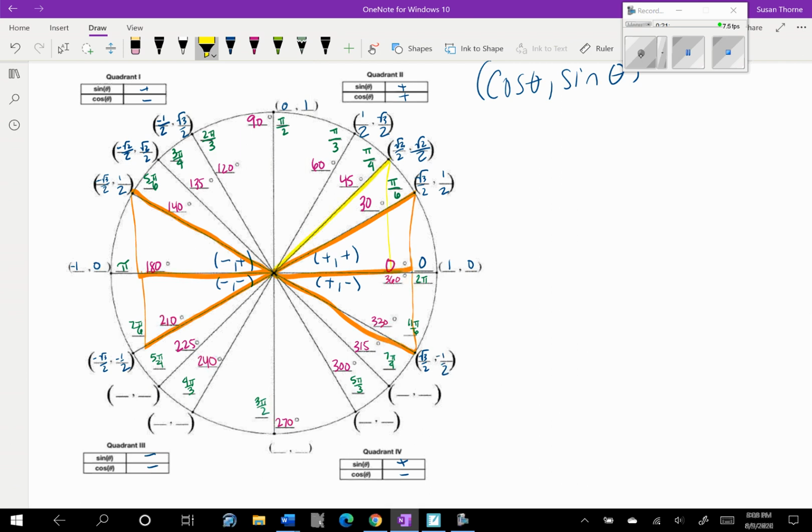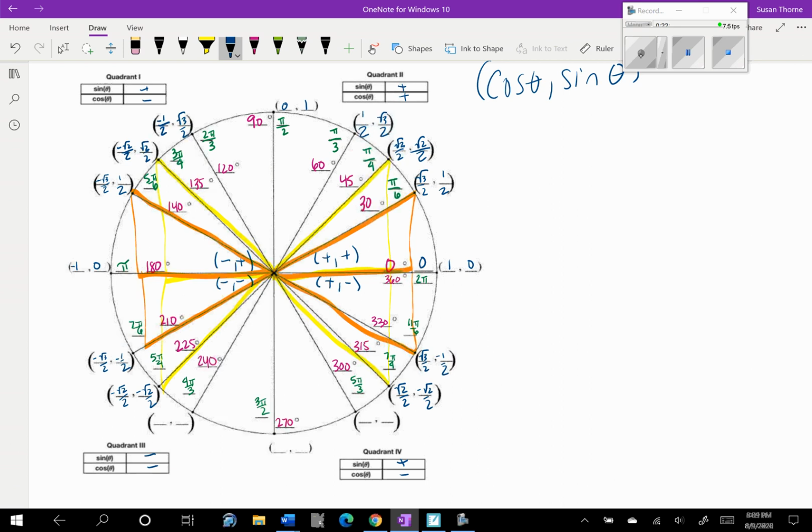So the 45 triangles are reflected in all the middle. So that means all the middle points are the same, just changing the sign. So this would be negative root 2 over 2, negative root 2 over 2. And over here, this becomes root 2 over 2, negative root 2 over 2.